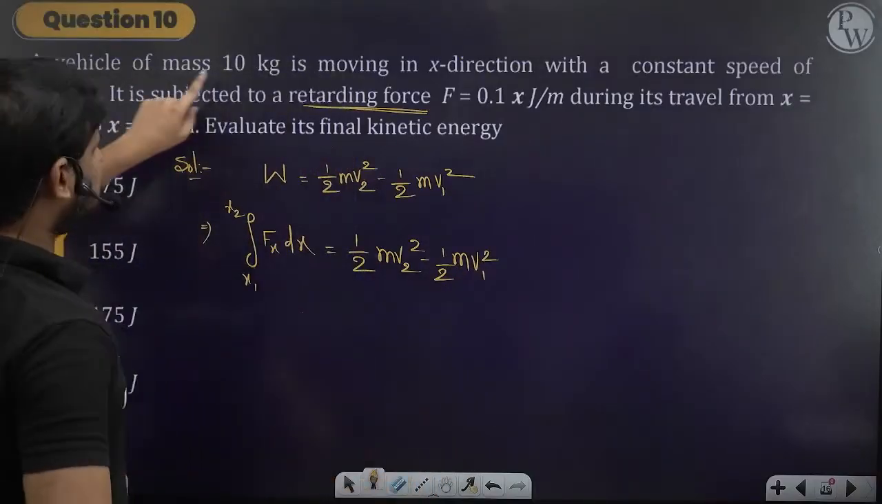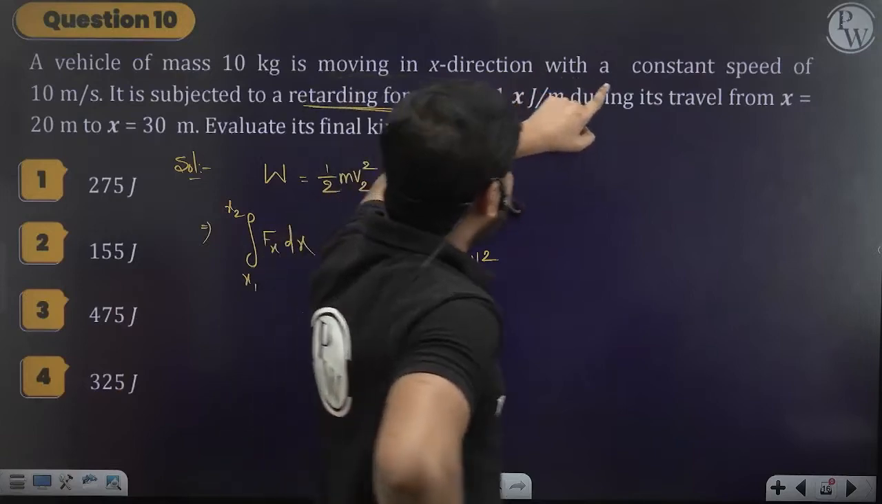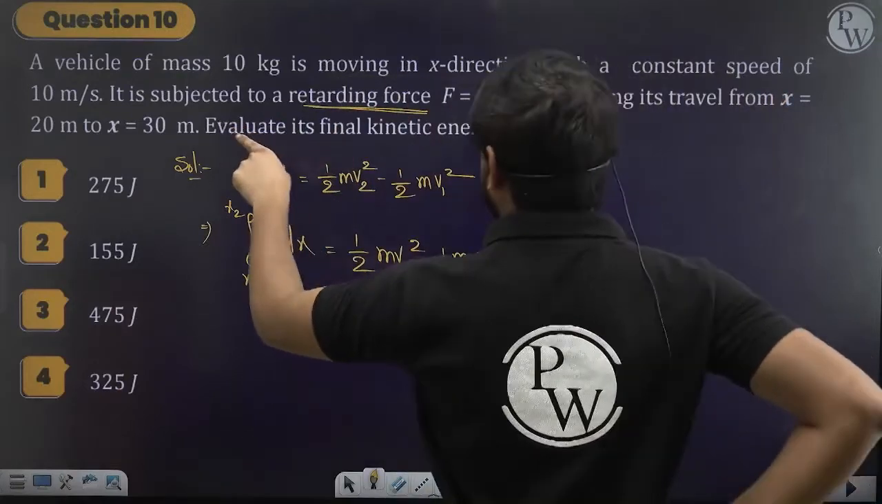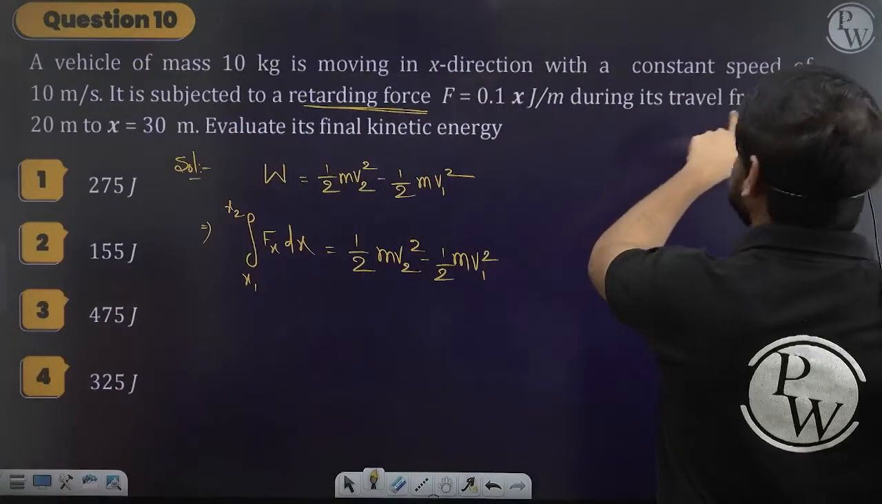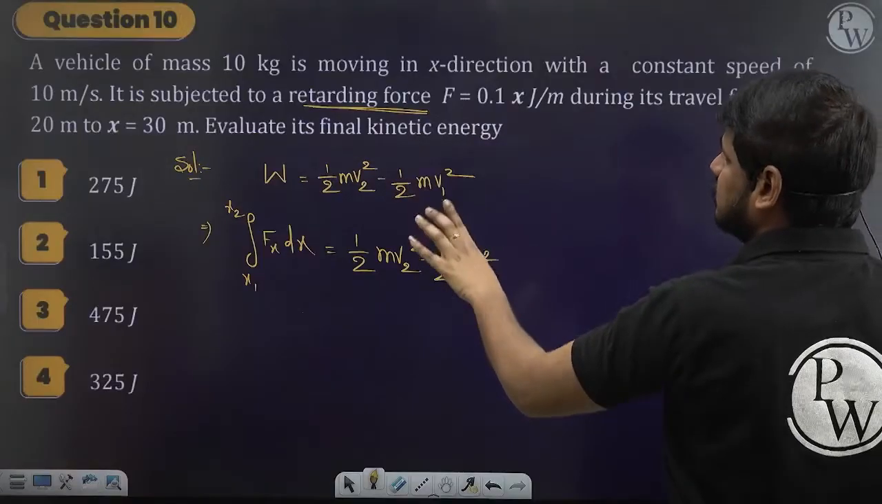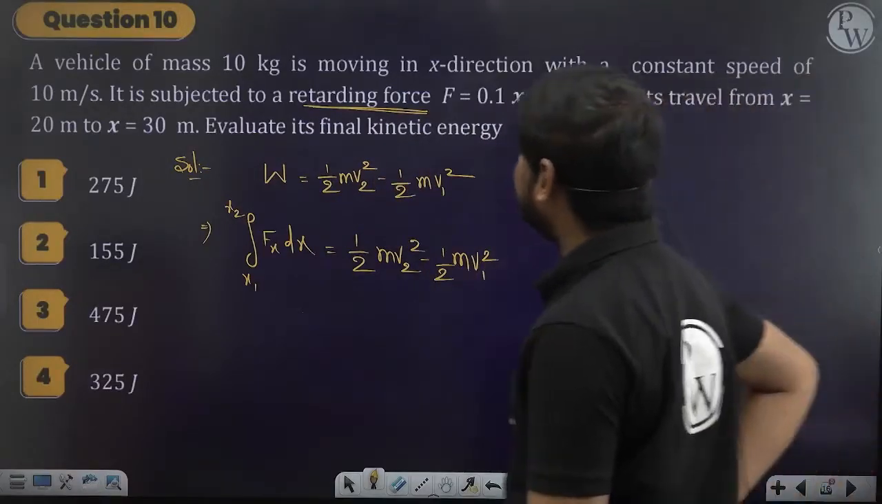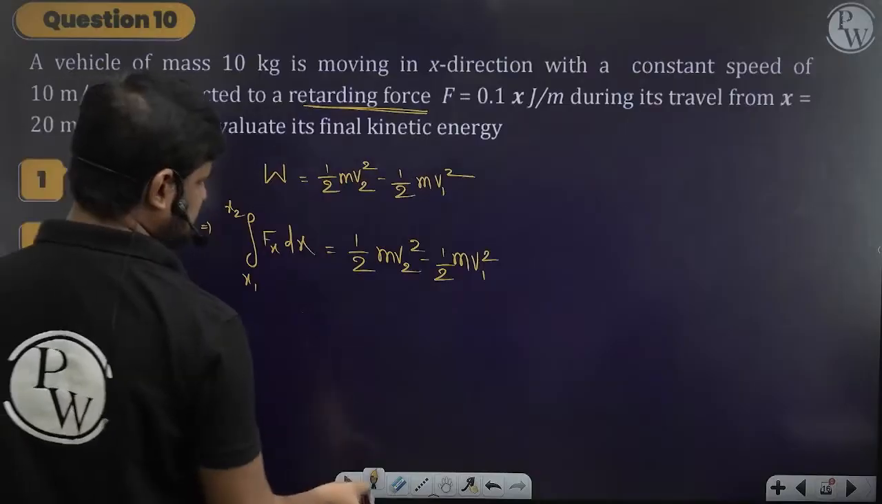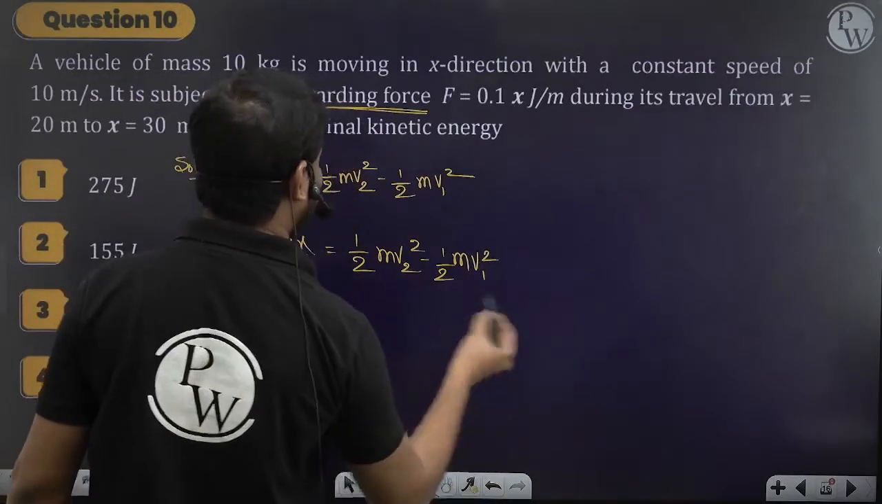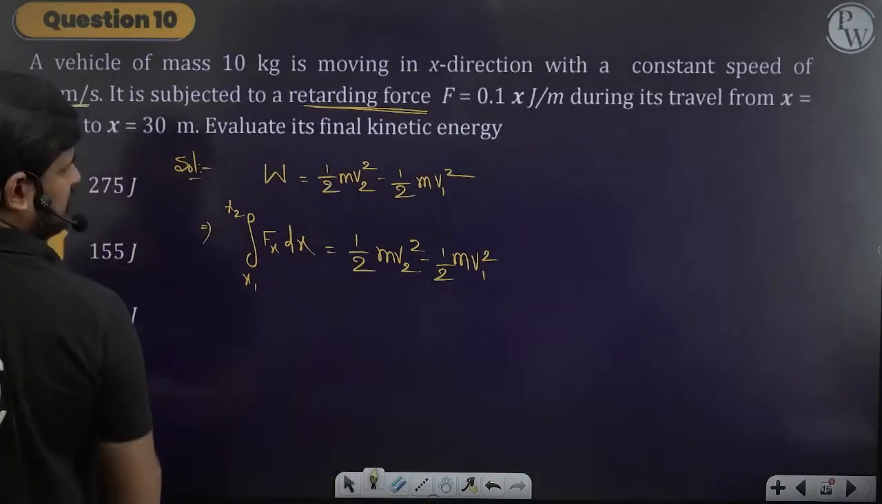A vehicle of mass 10 kg is moving in the x direction with a constant speed of 10 meters per second. It is subjected to a force during its travel from x equals 20 to 30 meters. So then find its final kinetic energy. We have to find its final kinetic energy. Its initial velocity is 10 meters per second.